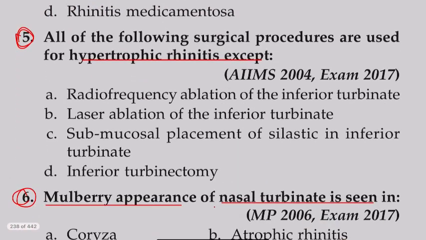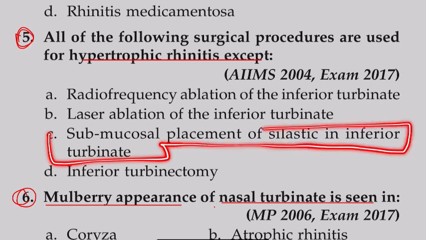All of the following surgical procedures are used for hypertrophic rhinitis except. Radiofrequency ablation of inferior turbinate can be done. Laser ablation of inferior turbinate can be done. Inferior turbinectomy can be done, but submucosal placement of Teflon in the inferior turbinate cannot be done, right? It will aggravate the condition.